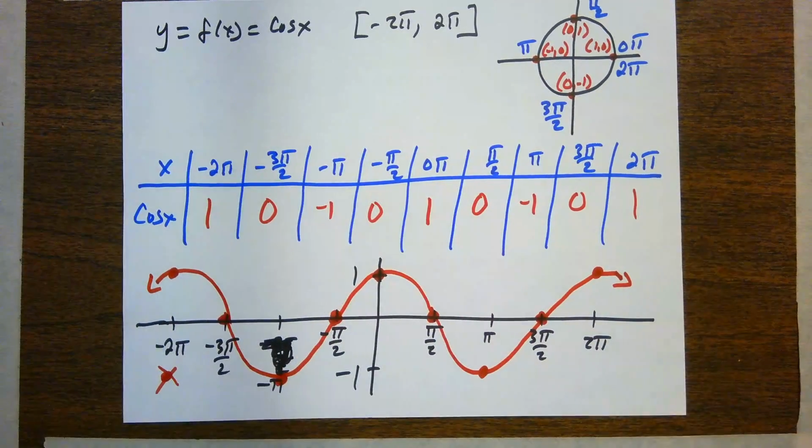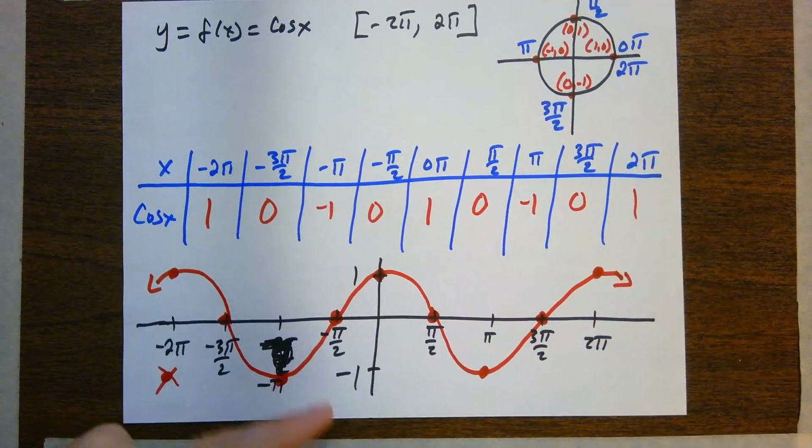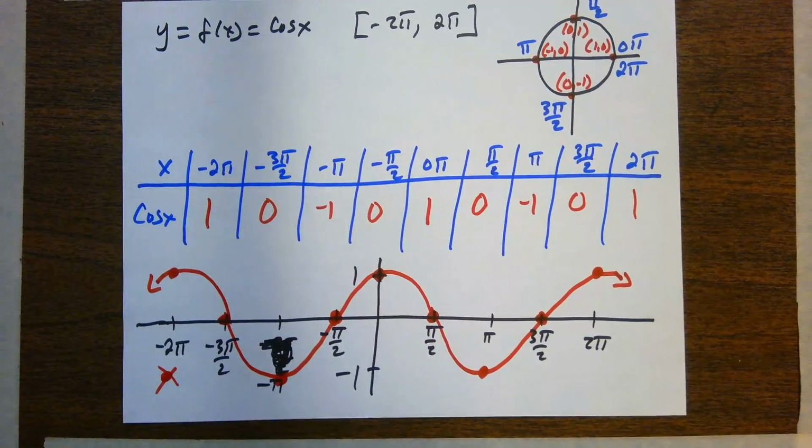And again, we can see that a lot of similarities here. The domain, all real numbers. There are no domain restrictions. The range goes from negative 1 to positive 1. This is also a periodic function. The period of this function is 2 pi. The pattern repeats every 2 pi.